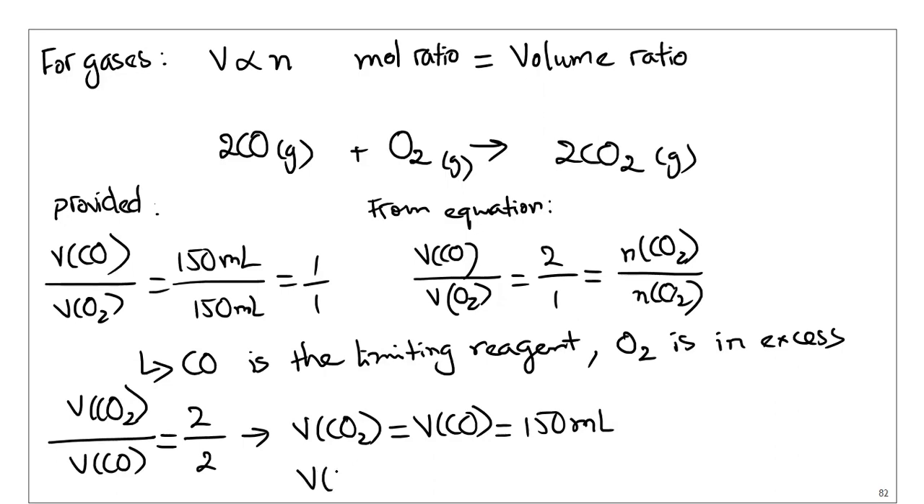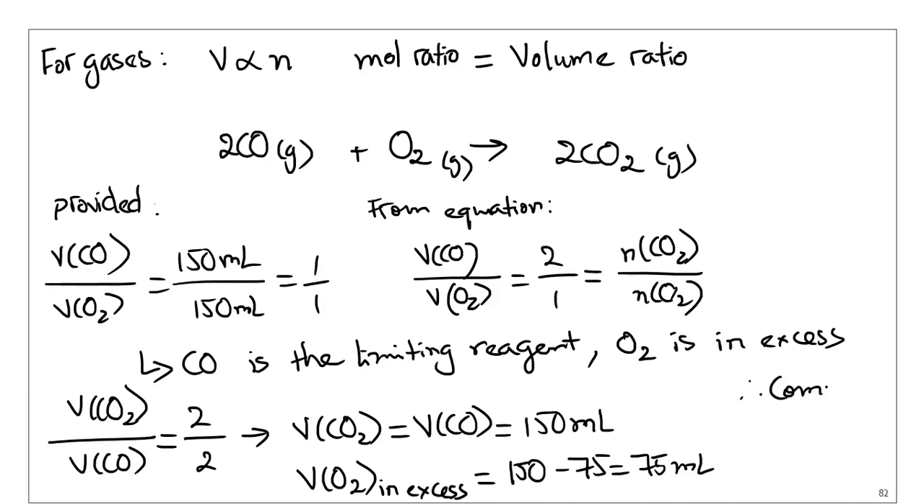And the amount of O2 in excess. Now, if you look at the theoretical mole ratio, you need half the amount of carbon monoxide. So if I have 150 mL of carbon monoxide, then I only need 75 mL of O2 to completely react with it, which means that I will have 75 mL left over. So final answer in terms of composition. The composition of the final mixture will be 150 mL CO2 and 75 mL O2.